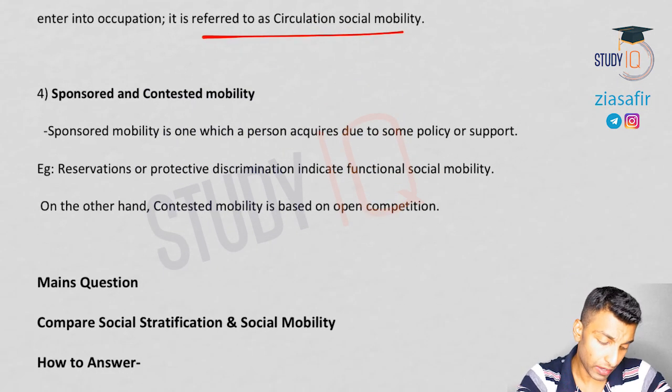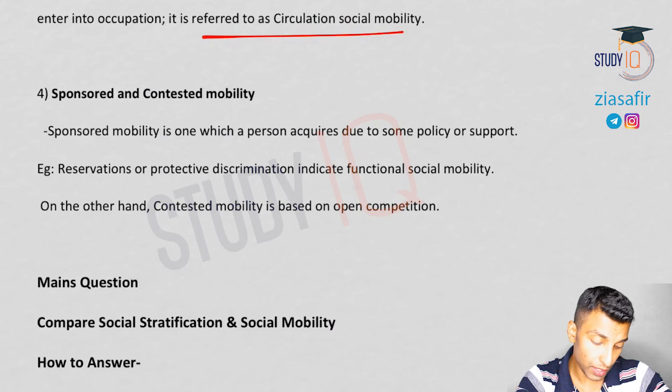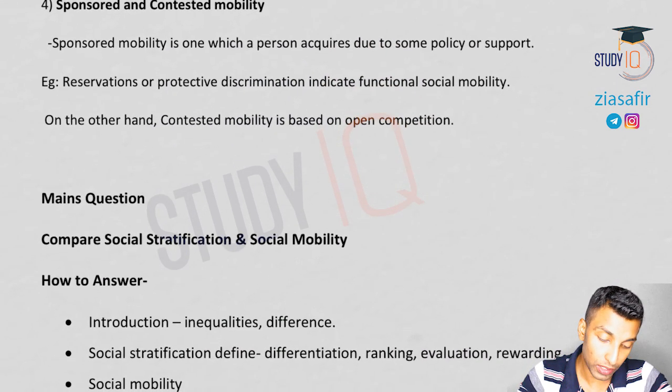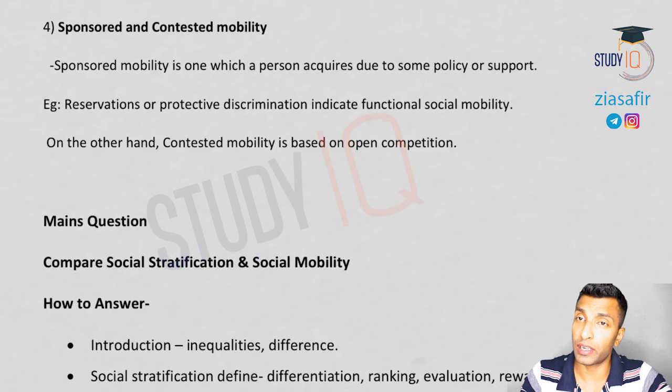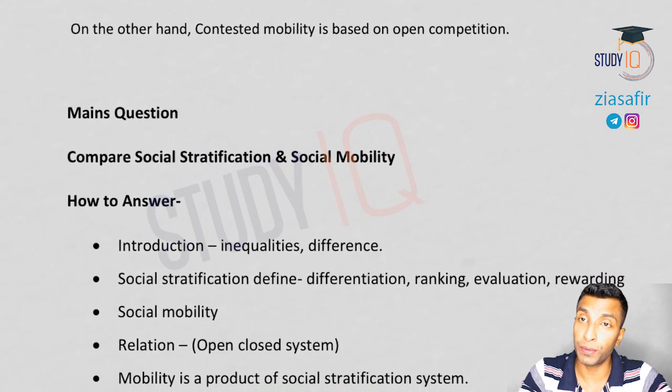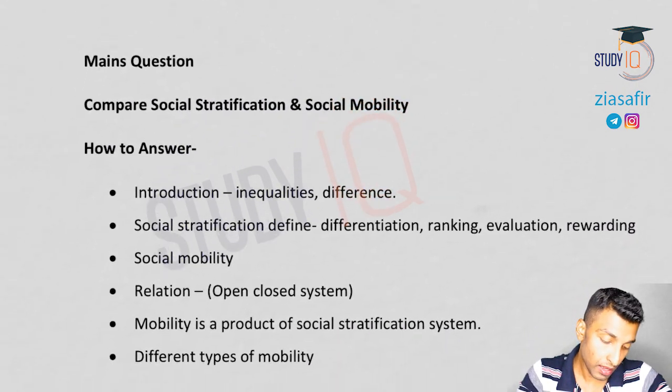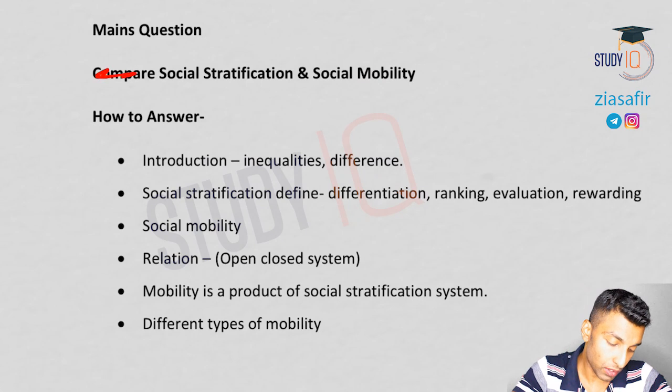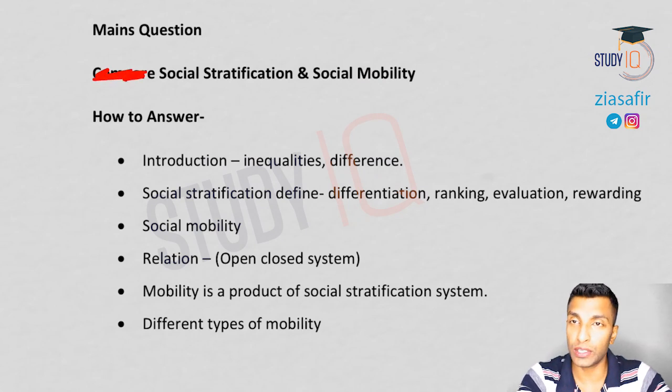Easy one. Sponsored and contested social mobility. Sponsored mobility is one which a person acquires due to some policy or support, reservation, protective discrimination, etc. On the other hand, contested mobility is based on open competition. Now I'll show you a mains question. Compare is not required. Social stratification and social mobility.